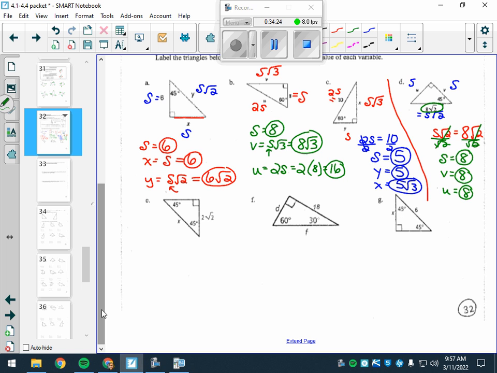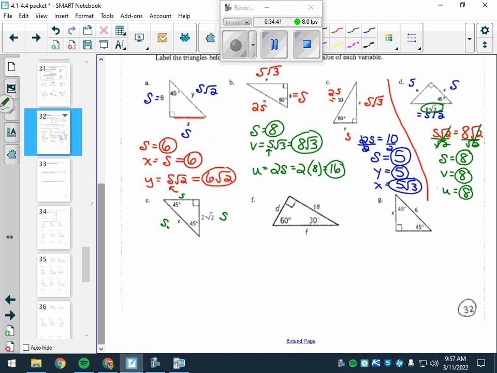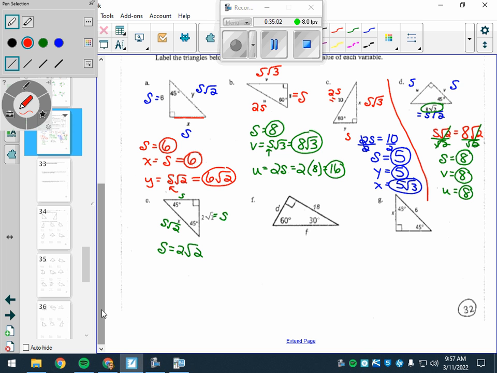All right, so this gets more complicated as we go. Pay attention. All right, part E here. Now we've got side across from 45 is s. Across from 45 is s. Across from 90 is s root 2. Put an equal sign between what you wrote and what they wrote as a value. And now we know that s equals 2 root 2. Anywhere there's an s, we have to fill in 2 root 2.